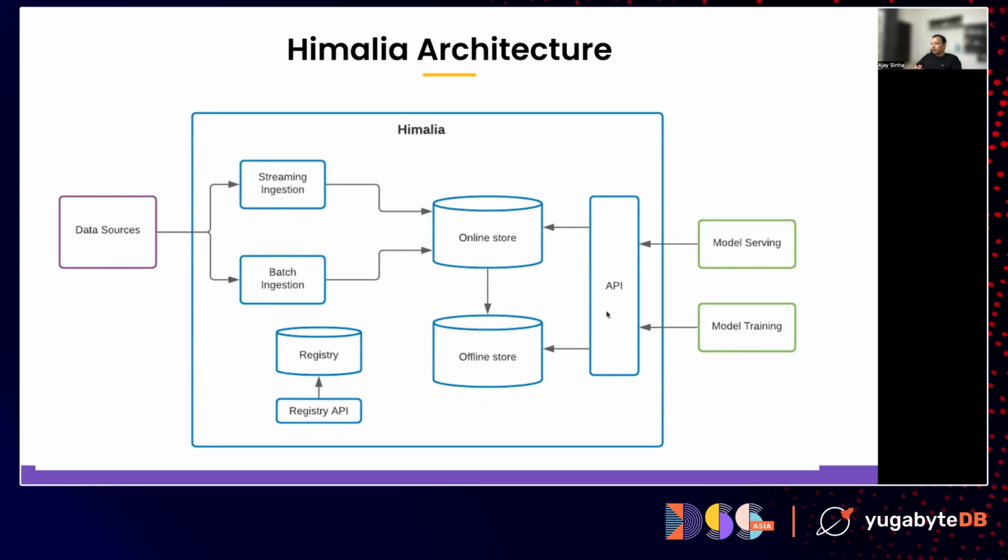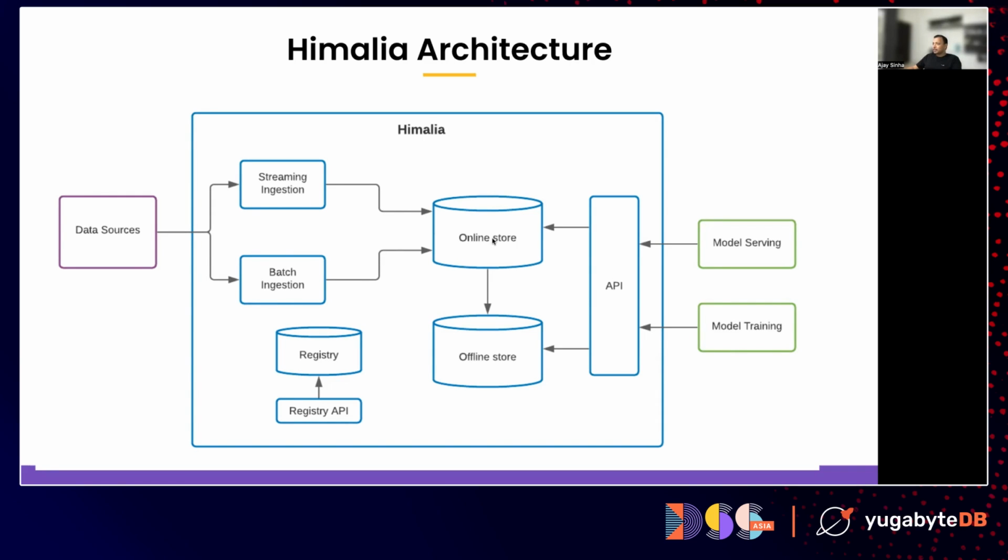This is the high level architecture of Himalaya. We have a feature registry component through which we define all the features, entities, queries, and anything which is relevant in the lifecycle of a feature. We have streaming and batch ingestion pipelines which tap into the data sources. They compute the features and store them into the online store.